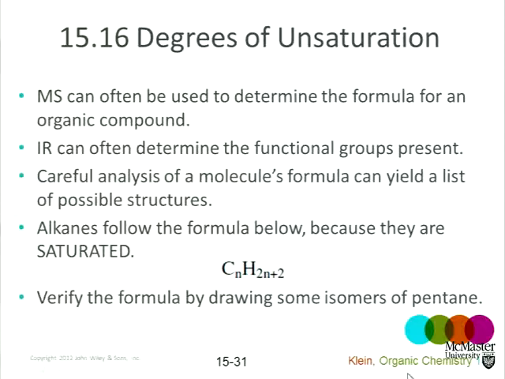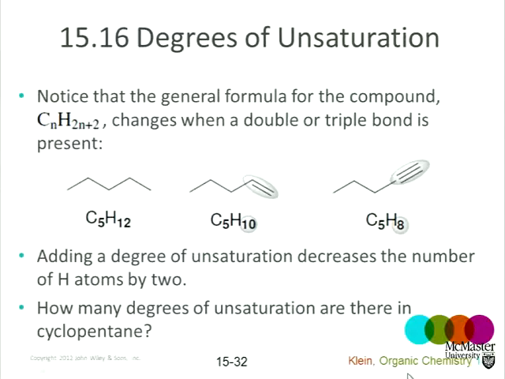So compounds that lack any double bonds follow the general formula CnH2n+2. So alkanes, propane, butane, pentane, all follow the formula CnH2n+2, where n is an integer. And so we call these saturated. There are no double bonds, no degrees of unsaturation. If, on the other hand, we have an alkene, that's 1 degree of unsaturation. Notice that the formula for pentene is not CnH2n+2, it's CnH2n. So by working out the carbon to hydrogen ratio, we can determine the number of double bonds that are present in the molecule.